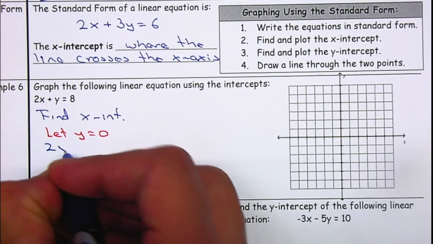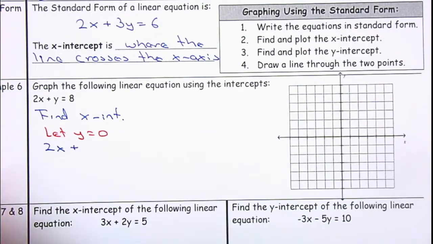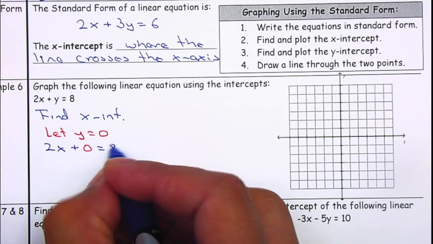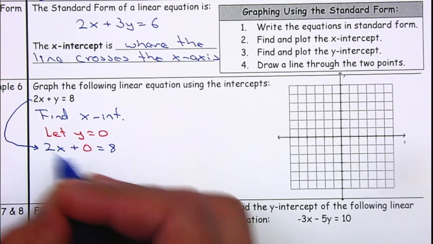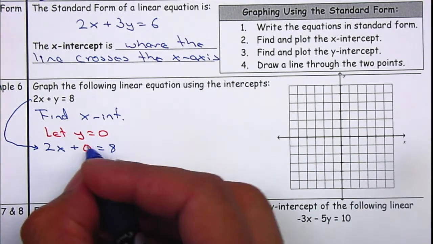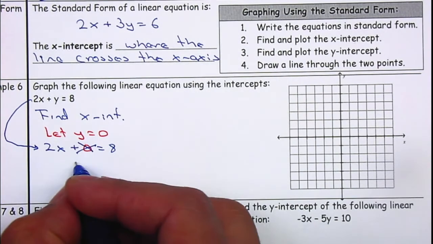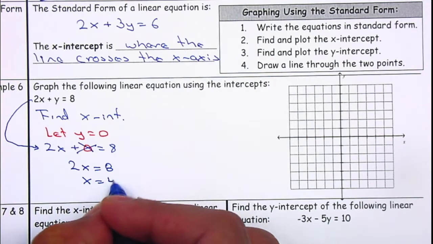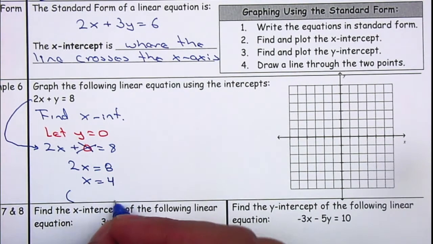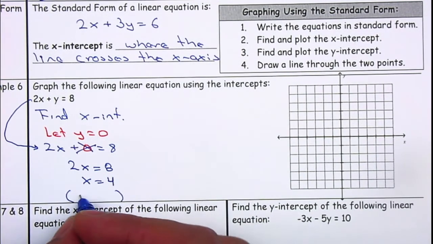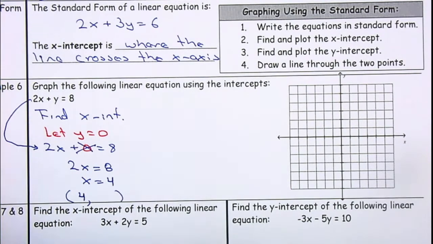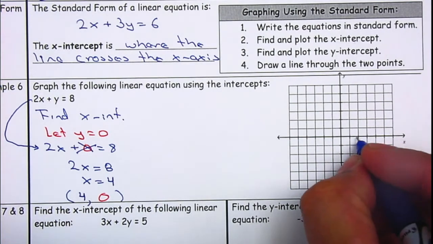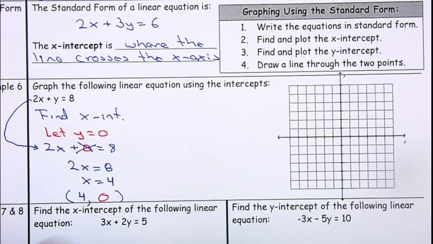It will be 2x plus, instead of the y, will be a 0. And that is equal to 8. So we graph the equation, but instead of the y, we replace it with a 0. This will cancel out. So we have 2x is equal to 8, divided by 2, x is equal to 4. That will give you the x-intercept. The x is 4, the y is 0. That is the point, (4, 0). It's right here.